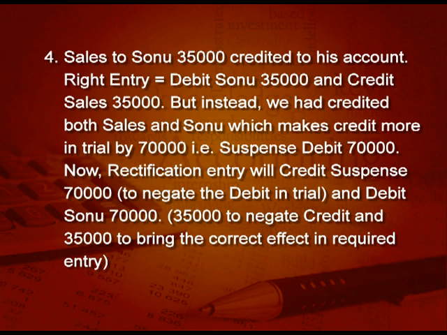Now, we will credit suspense 70,000 to negate that debit in trial, and we will debit Sonu by 70,000: 35,000 to negate the credit and 35,000 to bring the correct effect in the required entry, right.